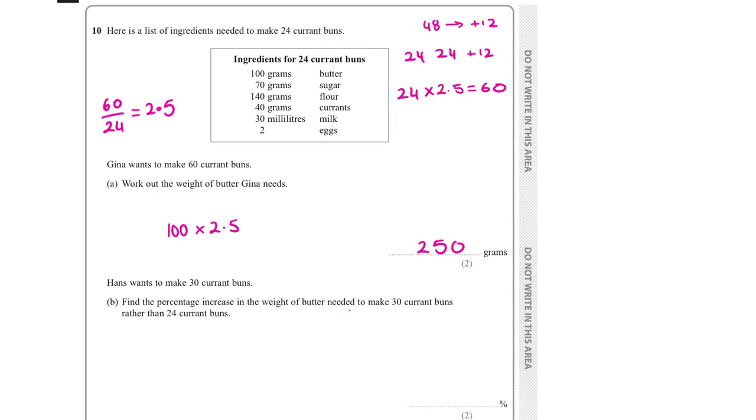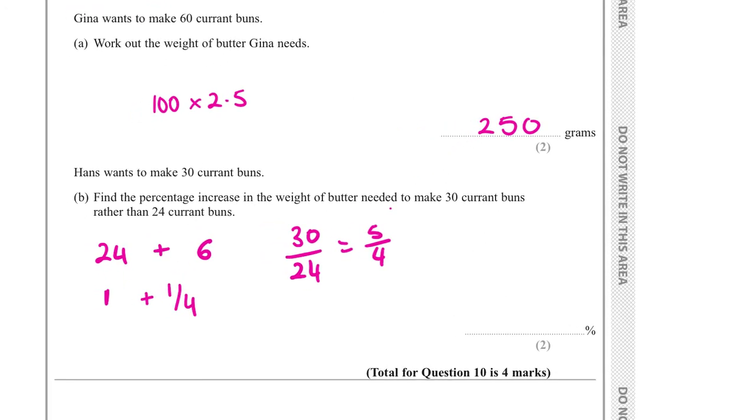Okay. Hans wants to make 30 currant buns. Okay, so let's think about 30 currant buns. 24, and then what do I need to add on to make 30? So this is a whole one, and what is 6 out of 24? It's a quarter, so really I need 1.25 lots. Again, alternatively, you could do 30 divided by 24, and then you're going to get 5 over 4, which is 1.25, okay? So, I need 1.25 lots of the recipe now.